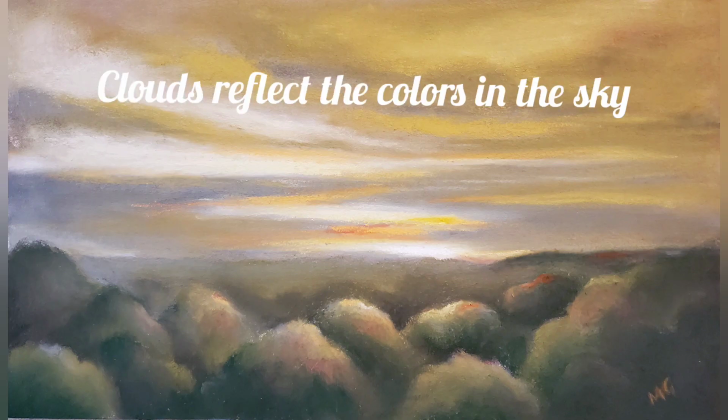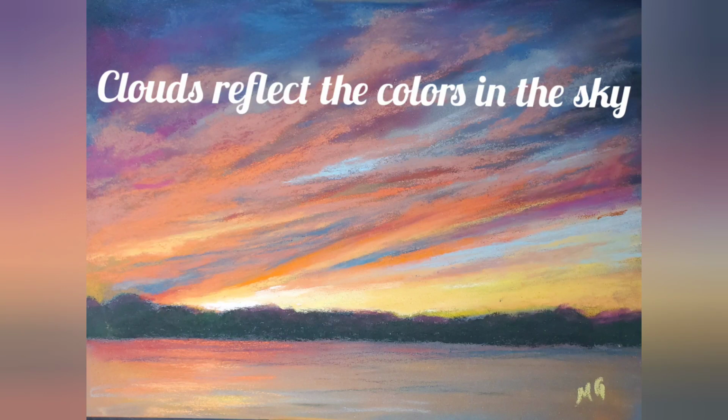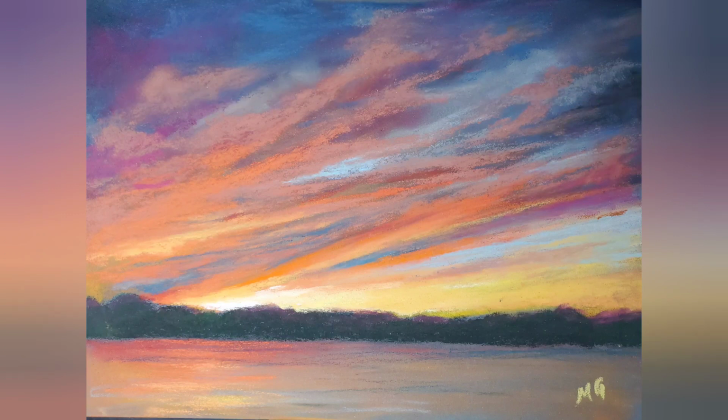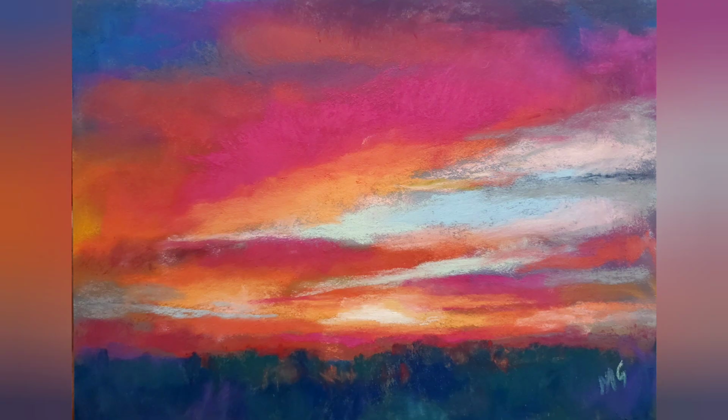Tip number 2. Clouds reflect the colors in the sky. Even though we tend to view clouds as something white, they are really made up of transparent water particles. So they reflect the light that falls onto them. Which means that you want to make sure you use the same color harmony that you are using to paint the sky.